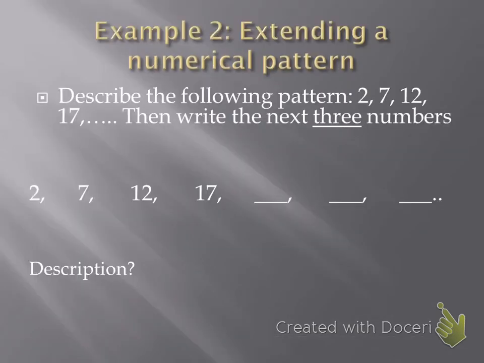All right, now in example 2, this is much more similar to what you would see on a quiz or a test, this format. All right, we see a numerical pattern. It says describe the pattern and then write the next 3 numbers. So the first thing we need to do is we need to figure out what the pattern is here between the numbers. What is the relationship between 2 and 7, 7 and 12, and 12 and 17?